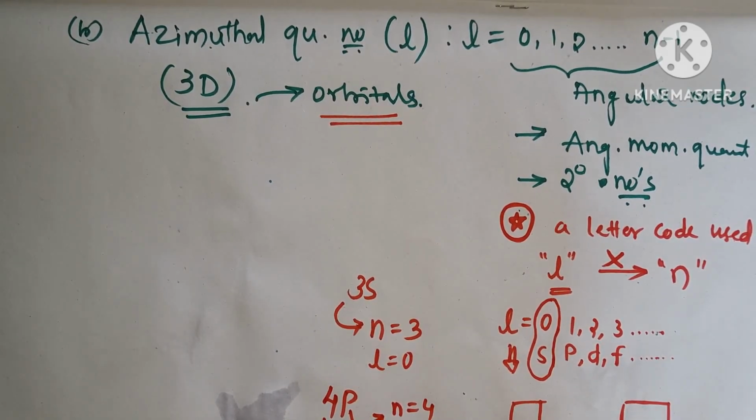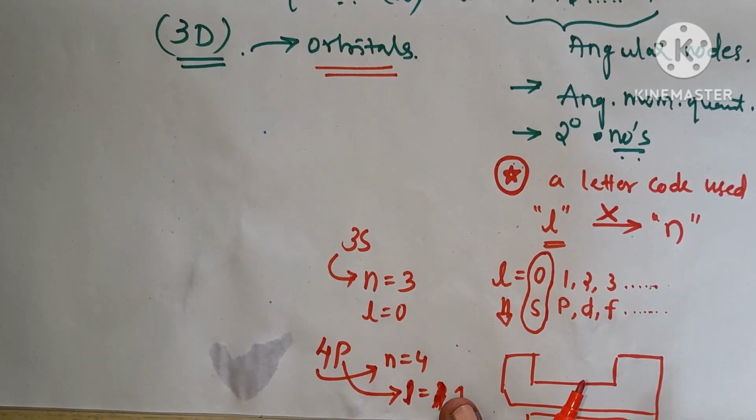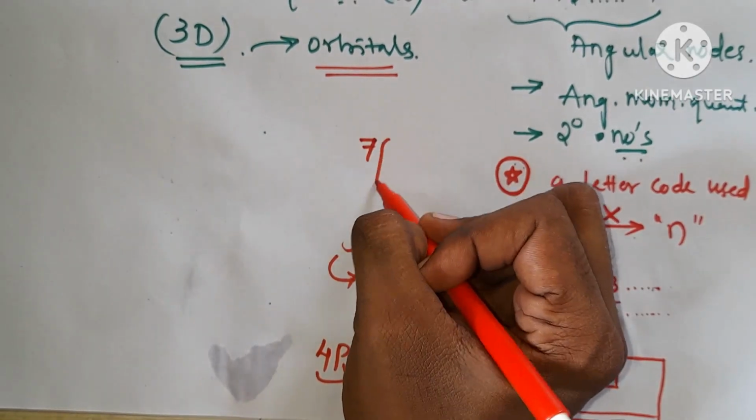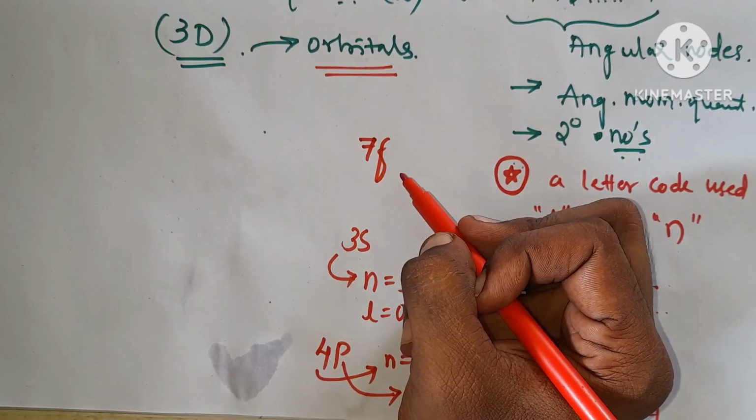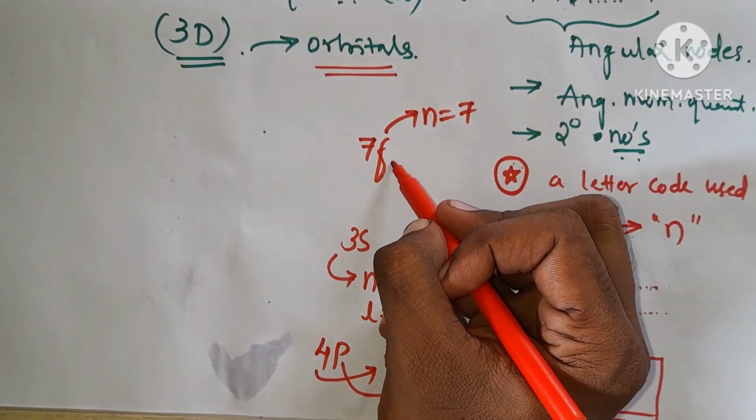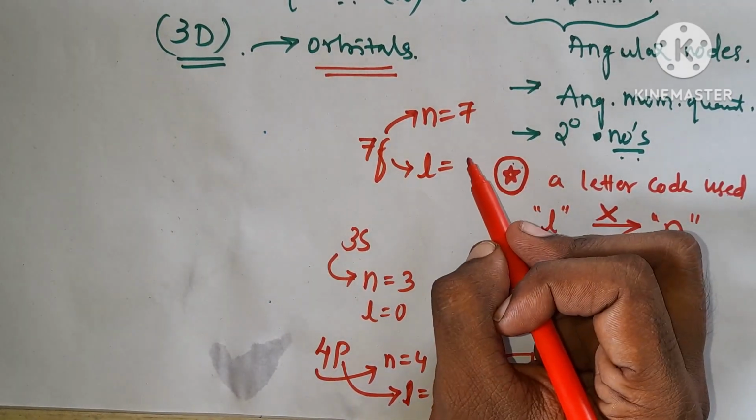So it is a very important concept to denote the orbitals. Another simple example is 7f. For 7f, n is equal to 7 and the value of L is 3.